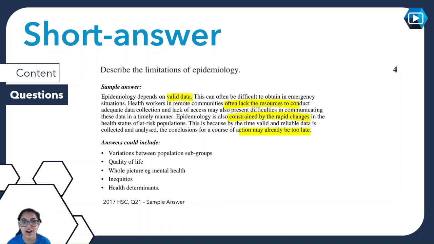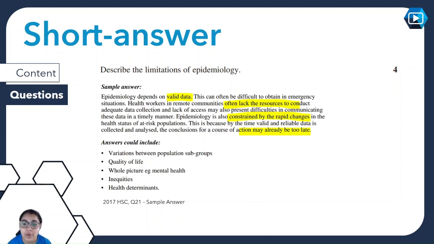So for this 4-marker, you would aim to have about 3 to 4 points, and we want to be giving examples and elaborating on them. So for example, not just saying that often health workers don't have resources, but elaborating upon that and linking that back to why that is a limitation. Because they don't have the health resources, they are unable to actually conduct epidemiological studies, and their lack of access prevents them from communicating the data in a timely manner.